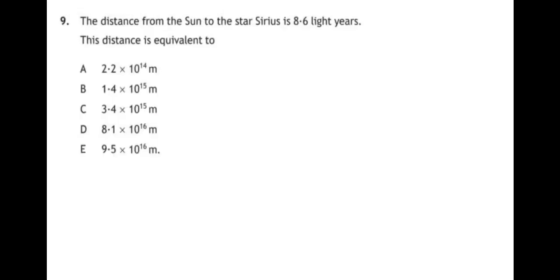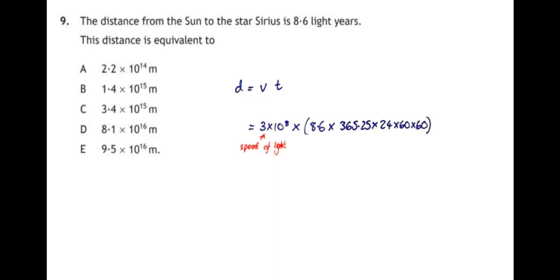Question number 9. The distance from the Sun to the star Sirius is 8.6 light years. This distance is equivalent to, so we're going to use the formula speed equals distance over time, or distance equals speed times time. And the speed that we're going to use is the speed of light, 3 times 10 to the power of 8 meters per second. And the time that we're going to use is 8.6 years, but converted into seconds.